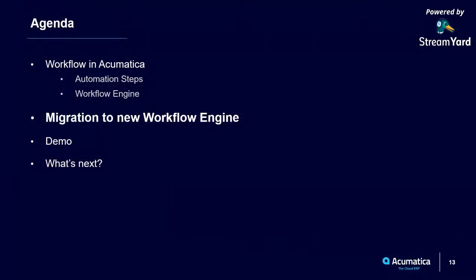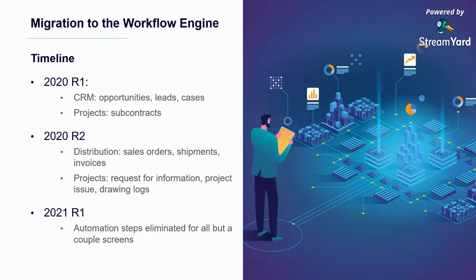So let's talk about migrating to the new workflow engine. 2020 R1, we introduced this new workflow engine. So this is kind of a historical timeline that I thought would be useful. In 2020 R1, we had a couple of things. We had CRM with a few screens enabled and projects with one screen. Then came along 2020 R2, distribution jumped into the action, sales orders, shipments, and invoices. And the project team added a bunch more things.